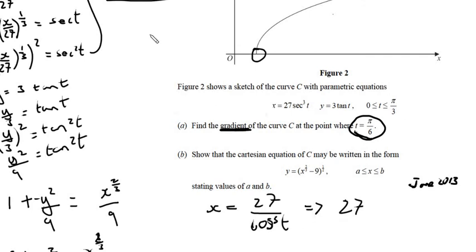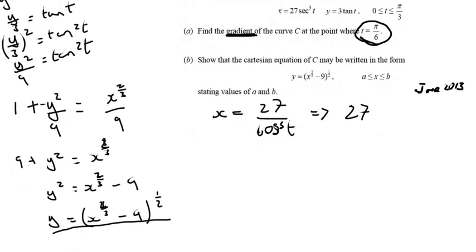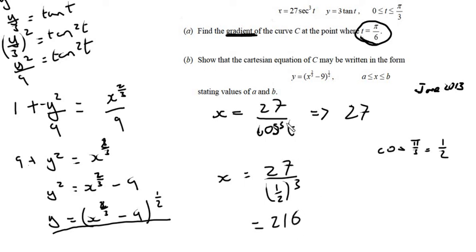Okay, so what is x going to be when t equals pi over 3? Cos of pi over 3 equals 1/2. So we're going to have a value of x equal to 27 over 1/2 cubed, and this is equal to 216.